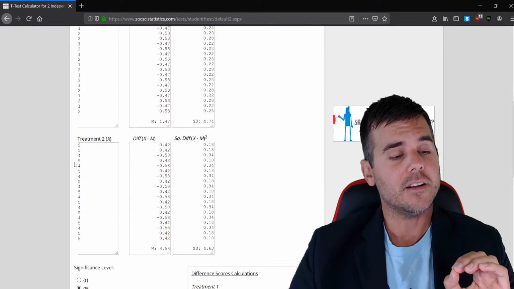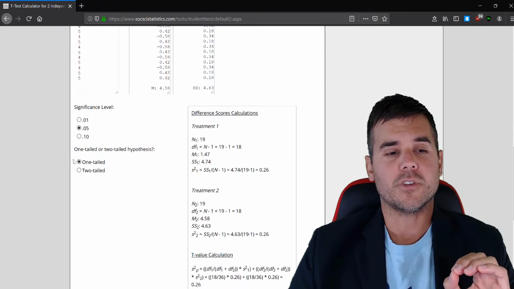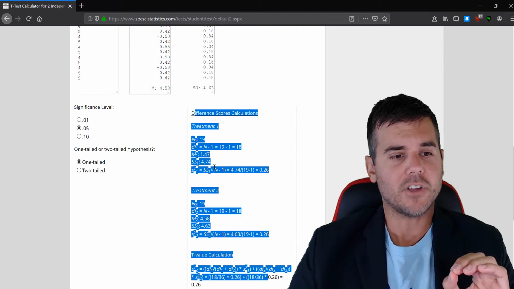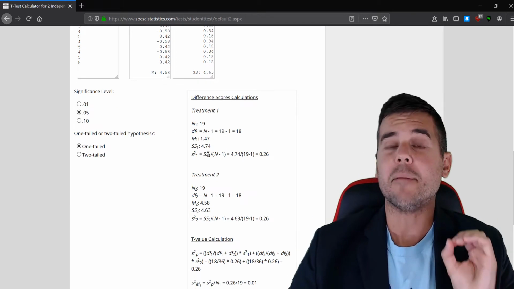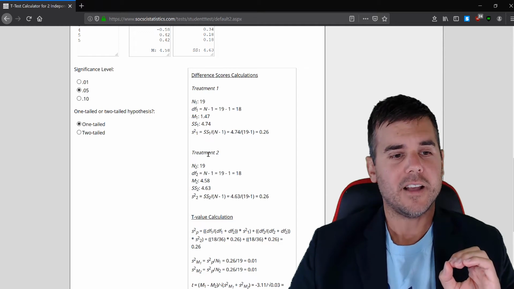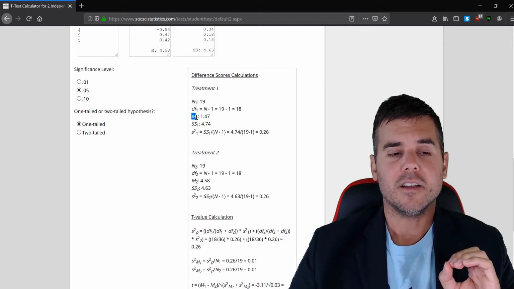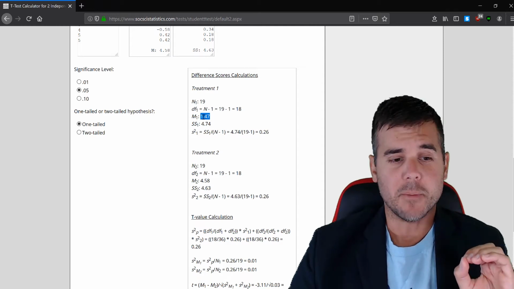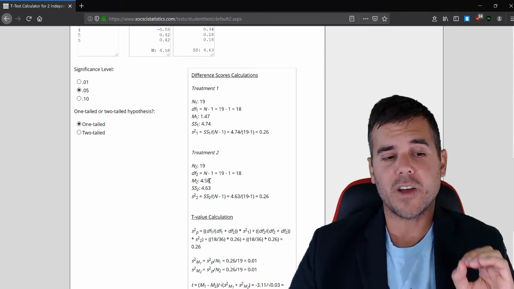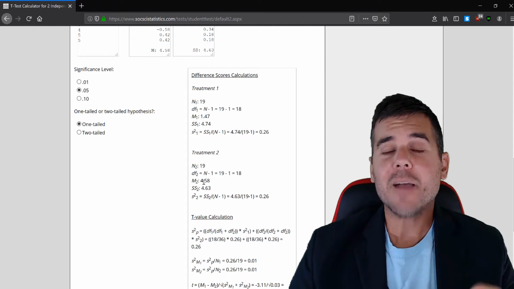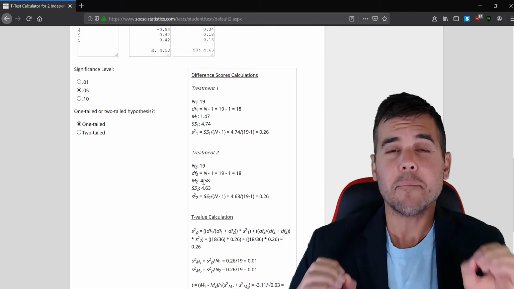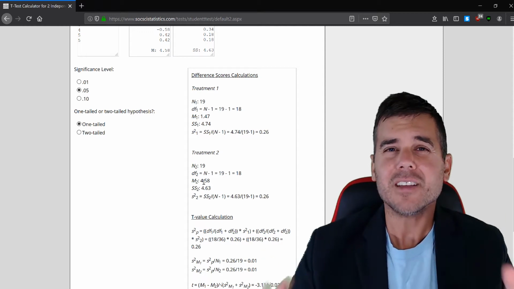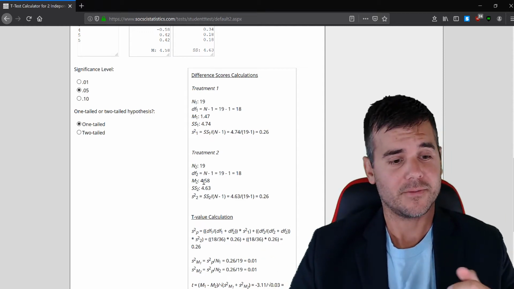All right, so the first things I want to look for is I'm going to go over here and look at my data. You can see it here on the left. First thing I want to look at are my means of each group. I see M1. This is my mean. So the mean of group 1 was 1.47. The mean of group 2 was 4.58. So again, eyeballing those two means, that's a big difference between the lowest and highest. So it seems like there was a significant difference.